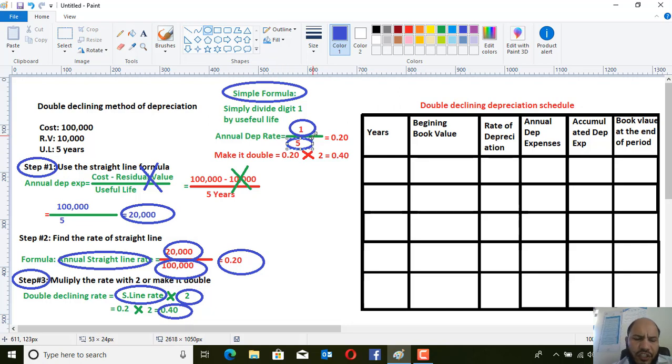So when you divide the digit 1 by useful life, you will find one rate. That is the rate of a straight line.